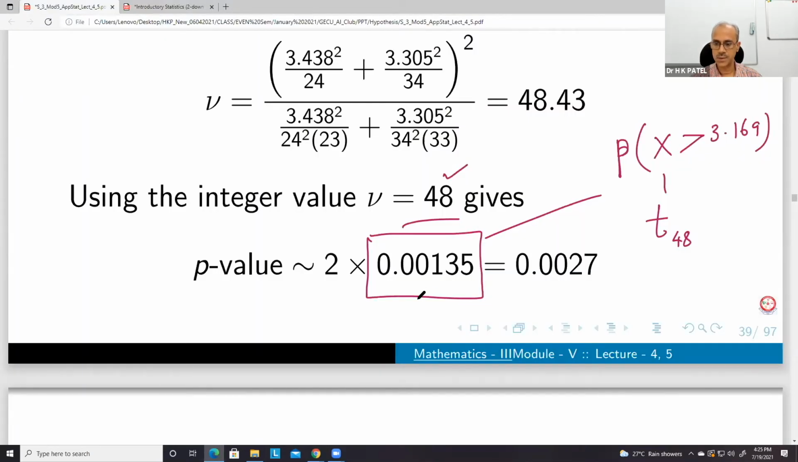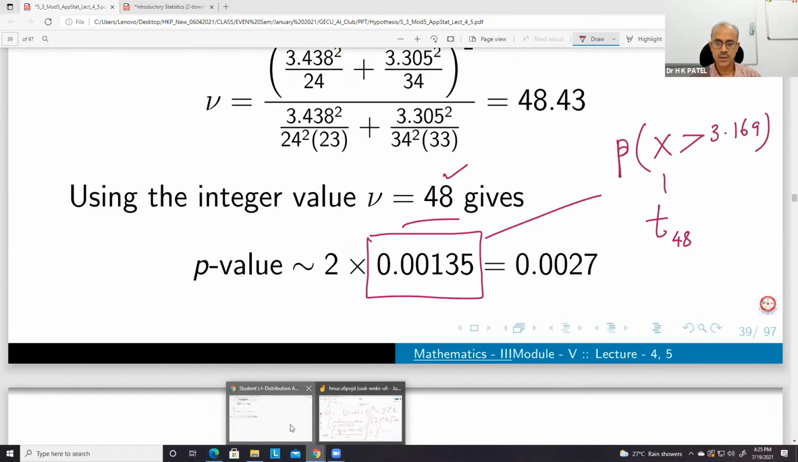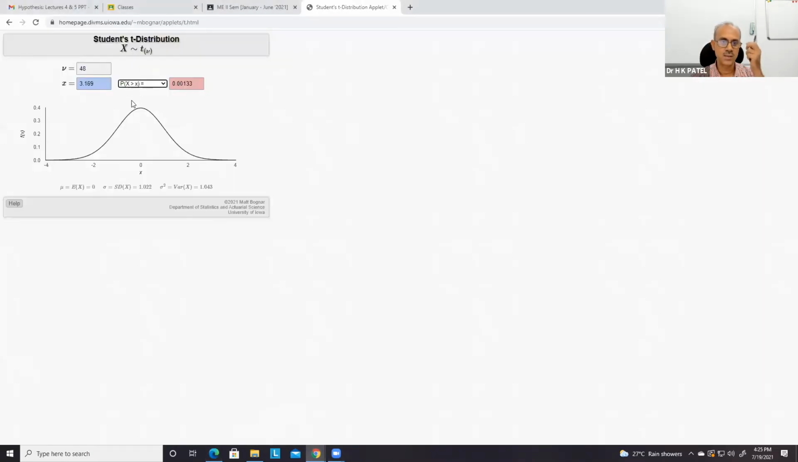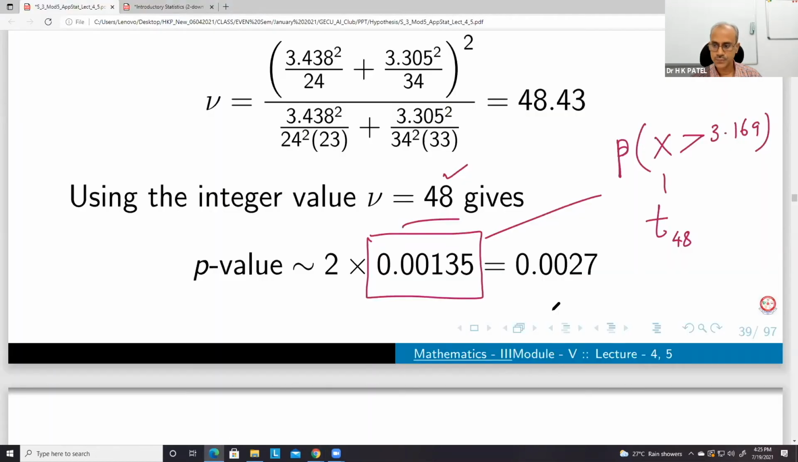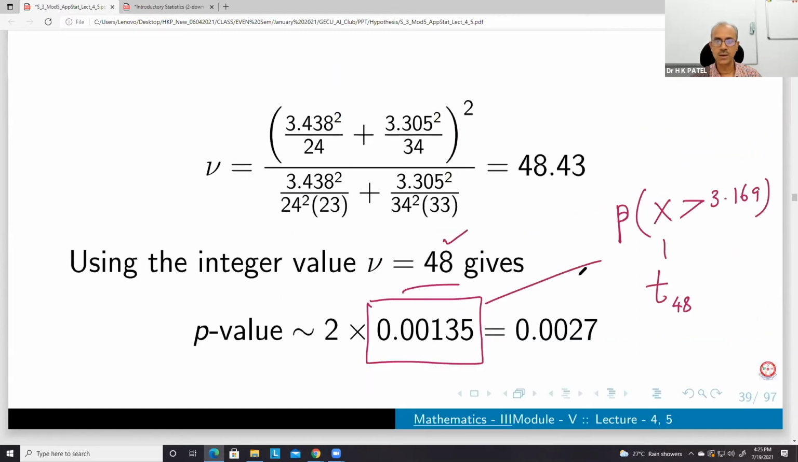Maybe if you use some different calculator, you may find a different value, but at least it is correct to 4 decimal places. So in this way we can use these T distribution calculators to find the area under T curves or chi curves or F curves. All right. So this p value is obtained as 0.0027.